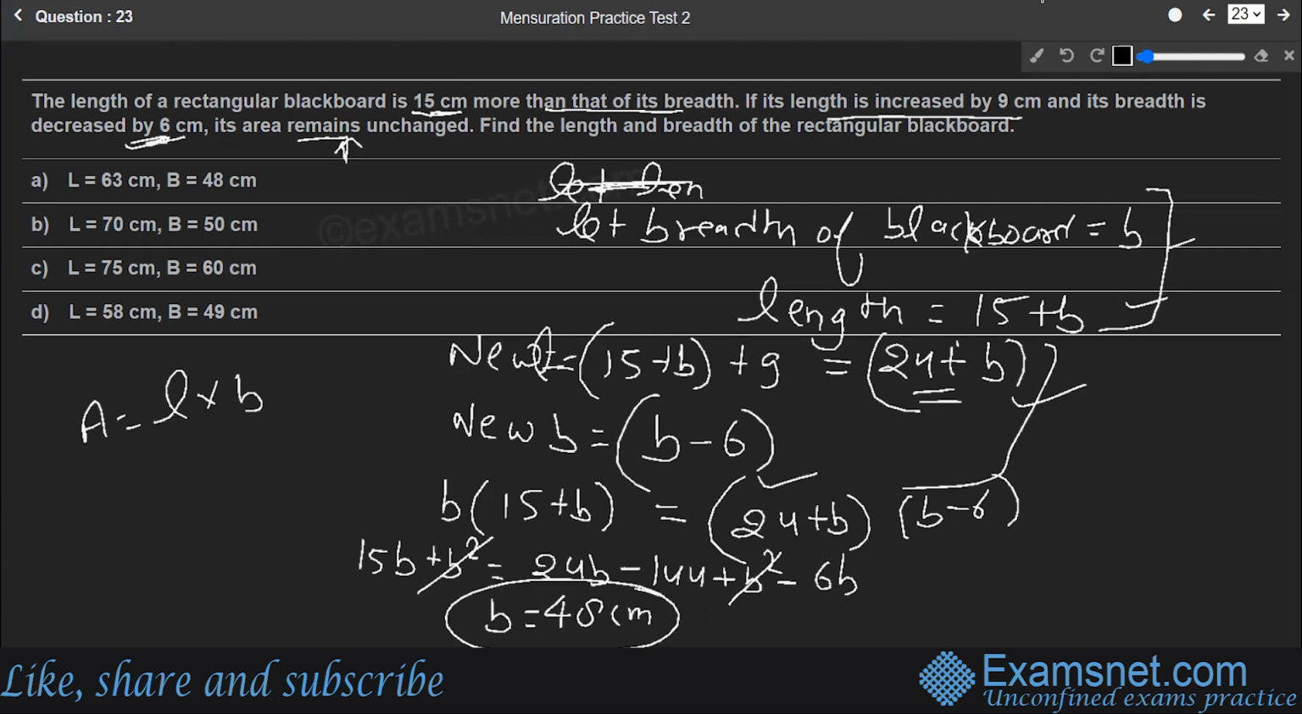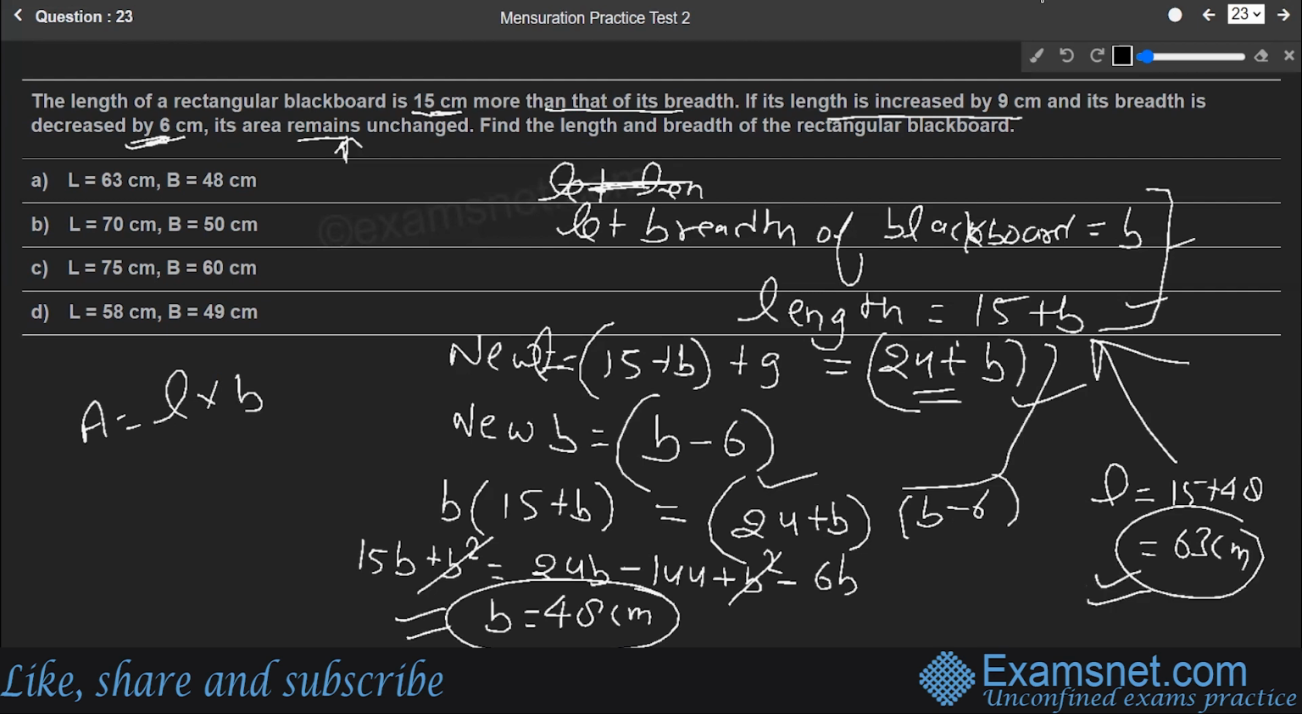expression. Now if b value is 48 centimeter, he said the length is 15 more than b. This is where he said it. So length has to be 15 more than 48. If you solve this, this is nothing but 63 centimeters. So the length is 63 centimeter and the breadth value is 48 centimeter. Let us see where it is available. It is available in option number A. So it becomes the right answer.